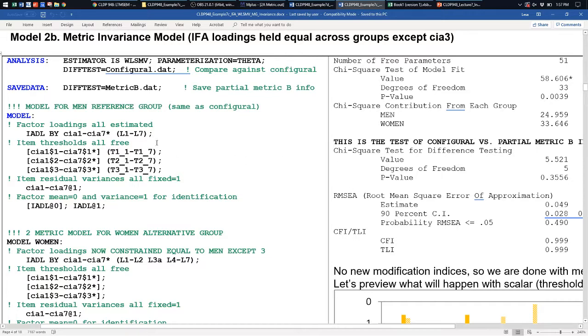It's not that item 3 isn't related in one group, it's that it's more related in one group. So it still matters, it just matters more.